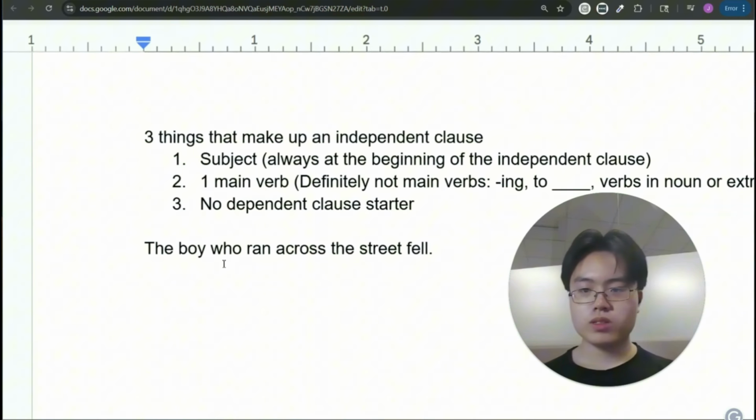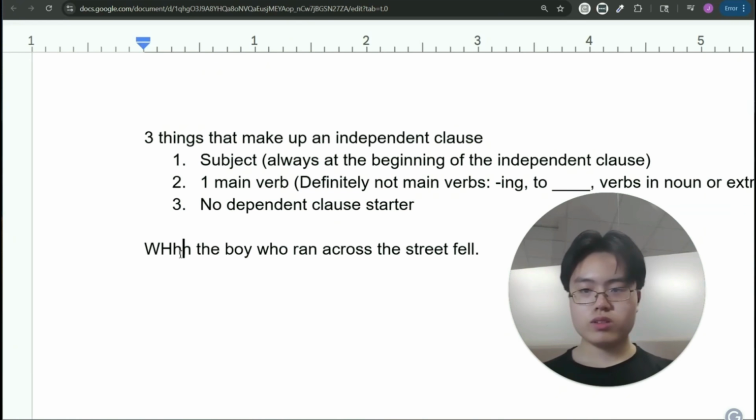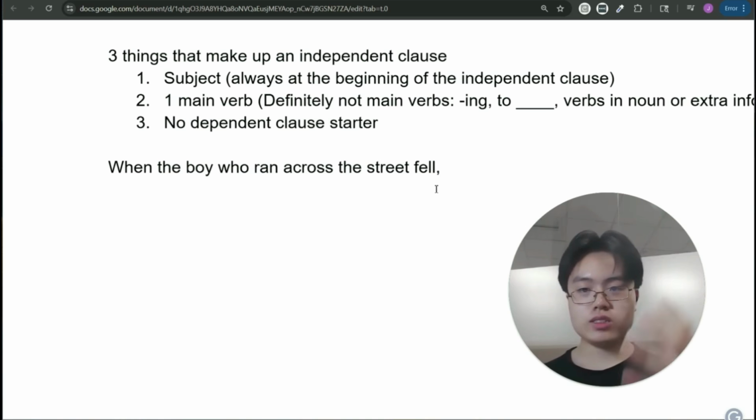For example, let's insert a "when" here. This immediately does not sound like a sentence. Like, "When the boy who ran across the street fell." Imagine somebody walked into a room and said, "When the boy who ran across the street fell," and then just stopped talking. People would look really confused because you expect something to be said right after this. Yeah, because this is a dependent clause.